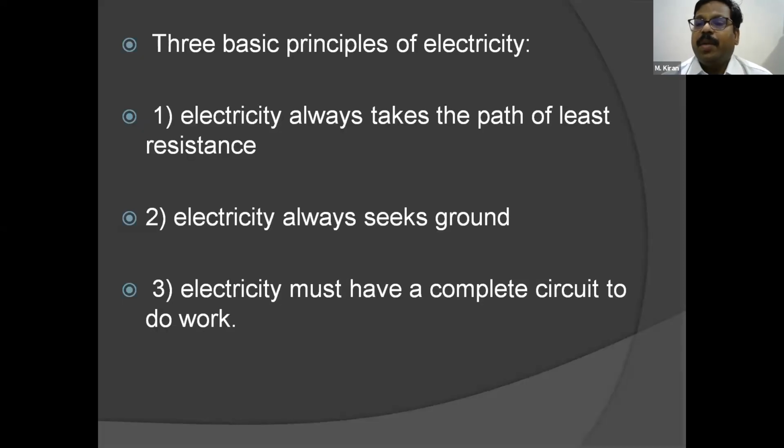And three basic principles of electricity. The first one is electricity always takes the path of least resistance, the second one is electricity always seeks ground, and the third one is electricity must have a complete circuit to do work. Without closing a circuit, electricity does not work. It always requires a closed circuit.